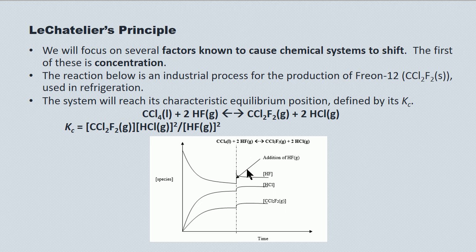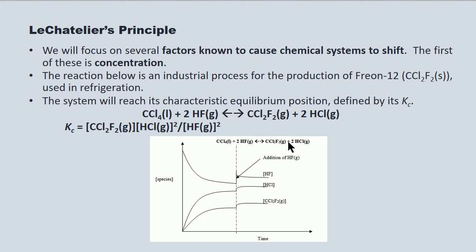The vertical line represents dynamic equilibrium, but then a disturbance is presented to the system. What they do is they add gas phase hydrogen fluoride, which is the only gas phase reactant in the system. The system, of course, shifts to reduce that stress, so it shifts to the right.